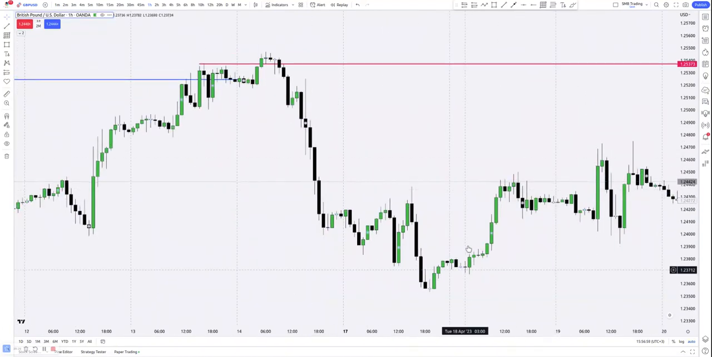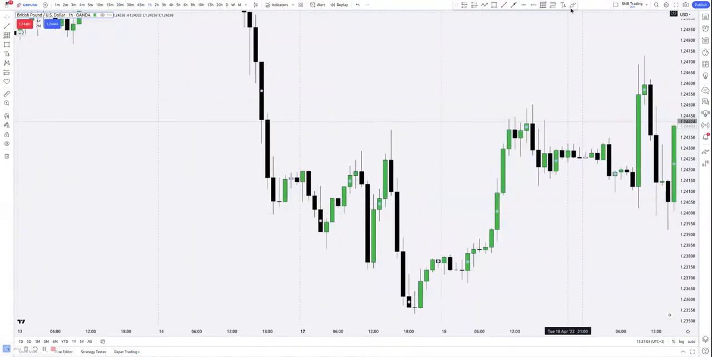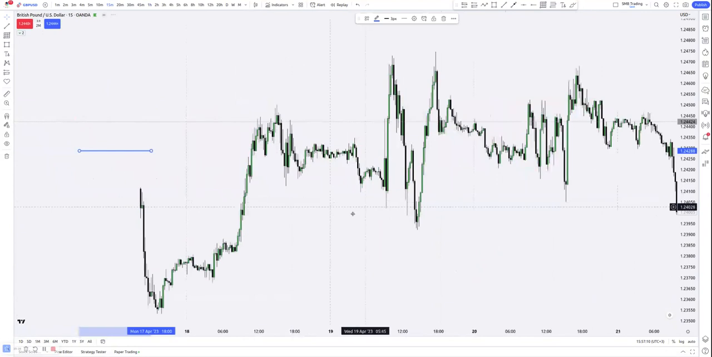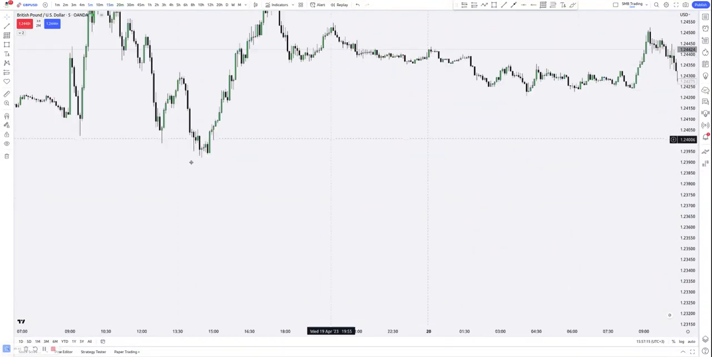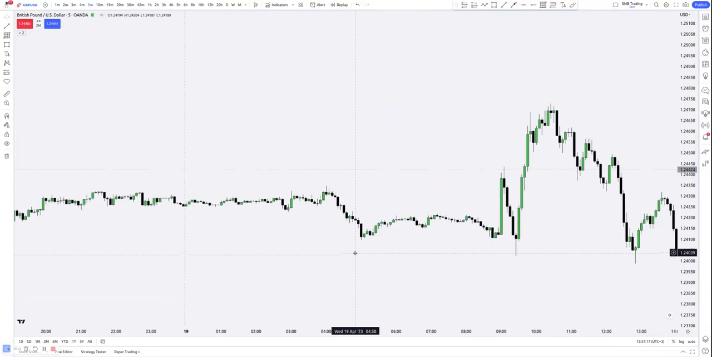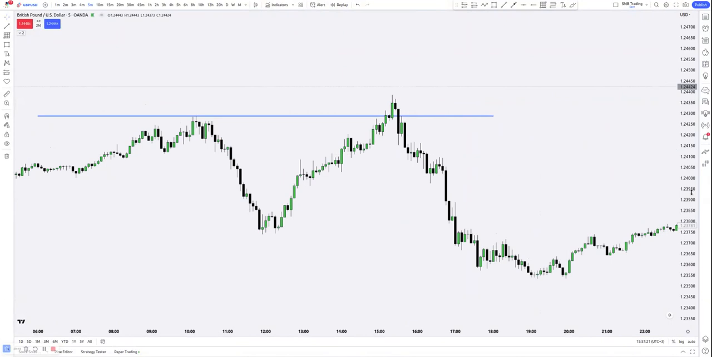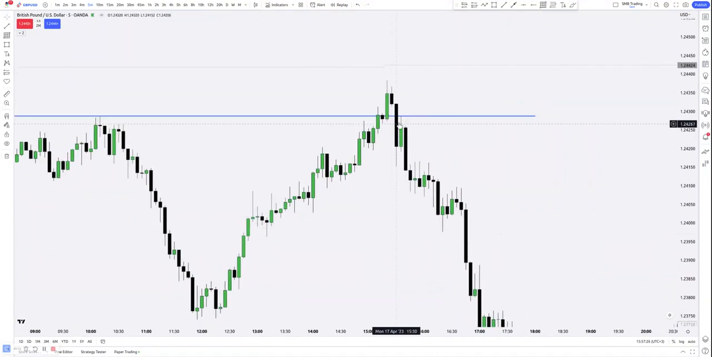So now on the second day, we have another grab of liquidity. Go to the lower time frame, maybe M5. Let's see if we have anything. M5. Yep. We have an order block and a breaker. This is a breaker.